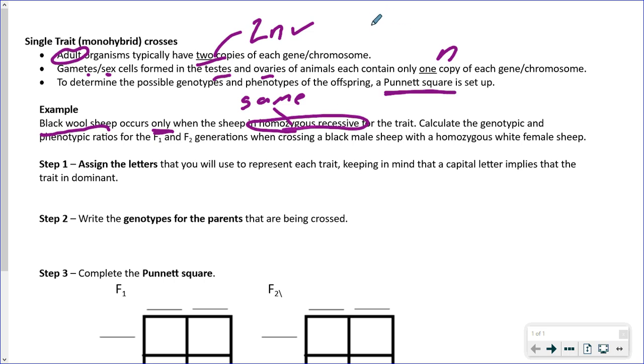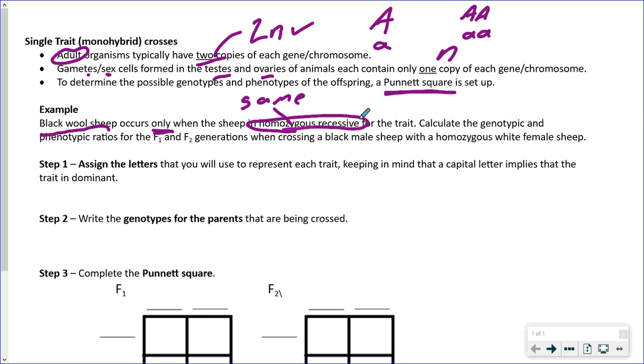So just up here, I'll write that what we could use is a capital A. That would represent the dominant allele. Lowercase a would represent the recessive allele. So if we're talking about homozygous, again, in an adult organism, in this case the sheep, there need to be two copies that are the same. So that could be either two big A's or two little a's. So black wool sheep only when we get homozygous recessive, so they would have to be two lowercase letters, but what letters are we actually going to use for this example?